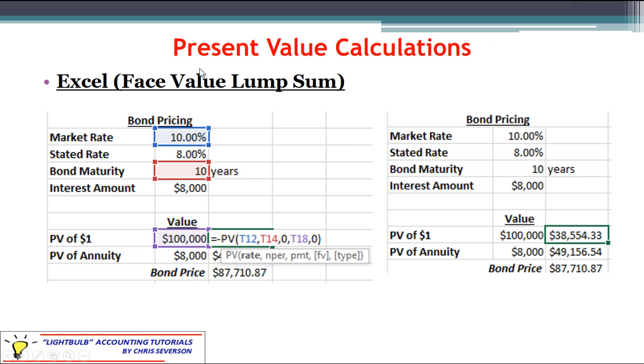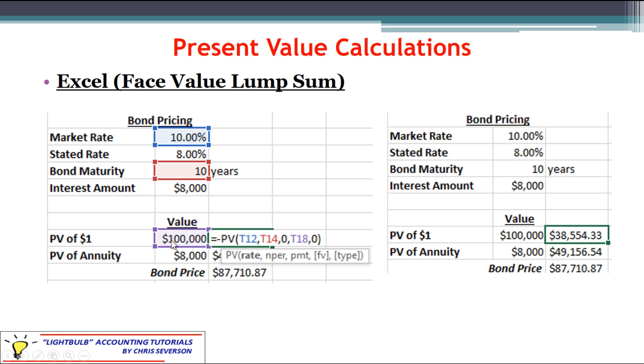Now, what we have here is Excel. I created a little chart here just to illustrate a point. I'm putting in our market rate, our stated rate, the bond maturity, in other words, the life of the bond, and the interest amount. We need this for one of the calculations later. I'm going to refer to both of these separately, but first of all, we have the present value of $1.